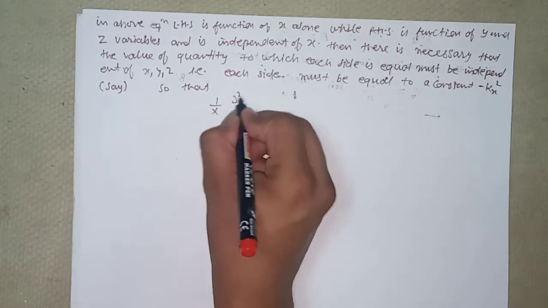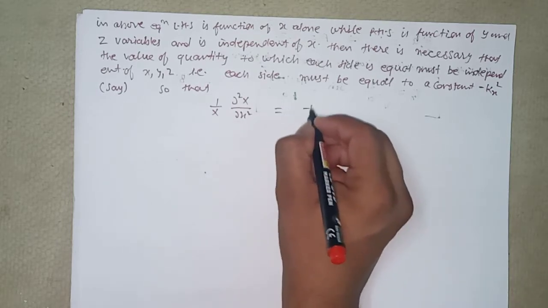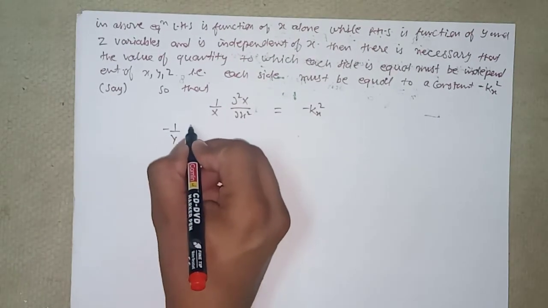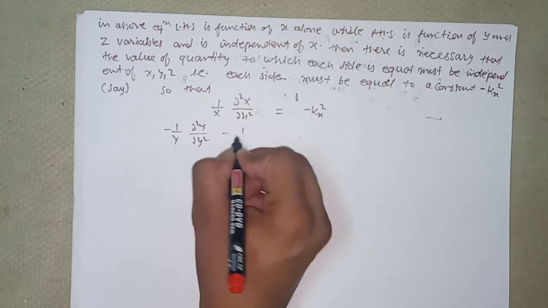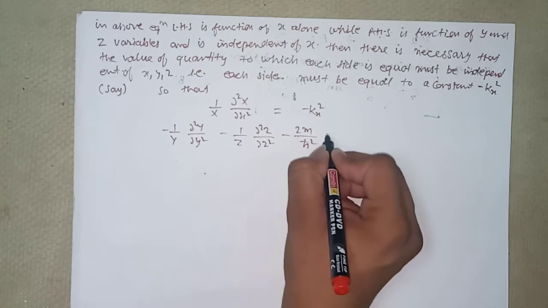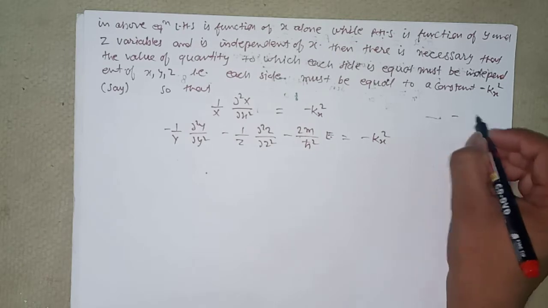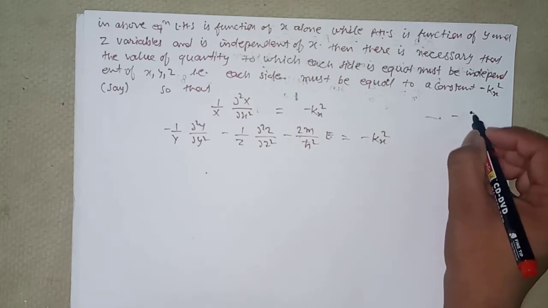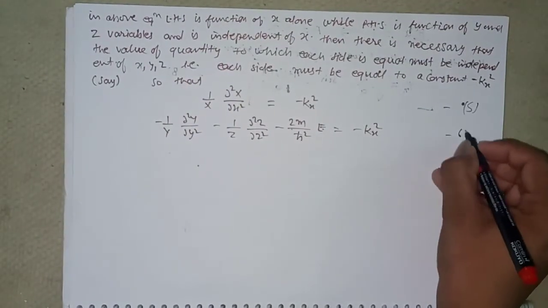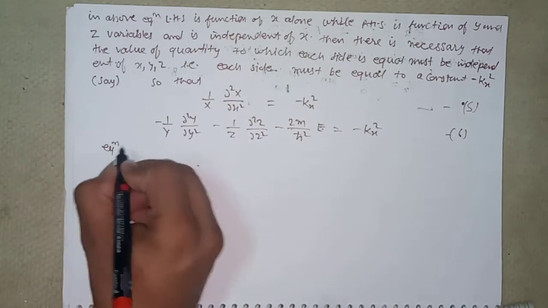1 by x del 2x over del x square is equal to minus kx square, and minus 1 by y del 2y over del y square minus 1 by z del 2z over del z square minus 2m over h cut square e is equal to minus kx square. Equation 5 and equation number 6.